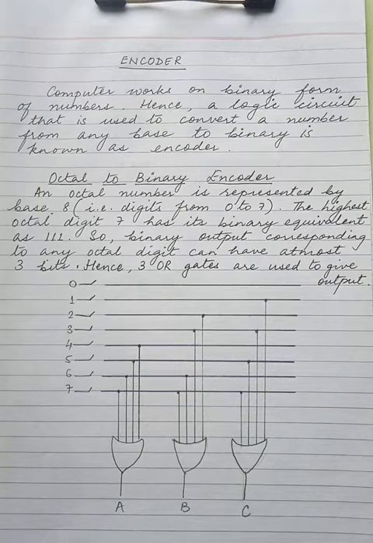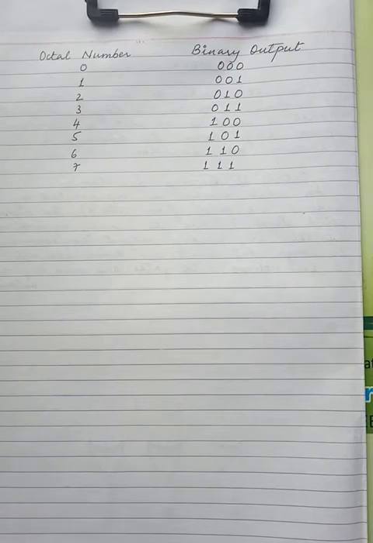First we will be seeing what is the binary equivalent of the various octal digits. This is a small table which I have made for the octal number and its binary output. When the octal number is 0, the binary output is 000. When the octal number is 1, the binary output is 001. We have taken it in 3-bit form. I hope you remember how to convert an octal number to its binary equivalent.